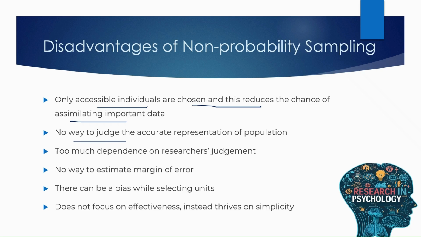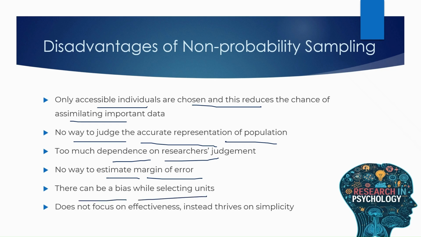Secondly, there is no way to judge the accurate representation of the population. Population will not be a true representation, and there is no way to find out also. Okay? There is too much dependence on researcher's judgment. So if I feel this person is good for my research, this person is then good for research. Okay, so the whole sampling is based on my judgment, what I think. There is no way to estimate the margin of error. Since there is no random or probability sampling, there is no way to find out what is the error in the sampling also. There can be a bias while selecting units, right?